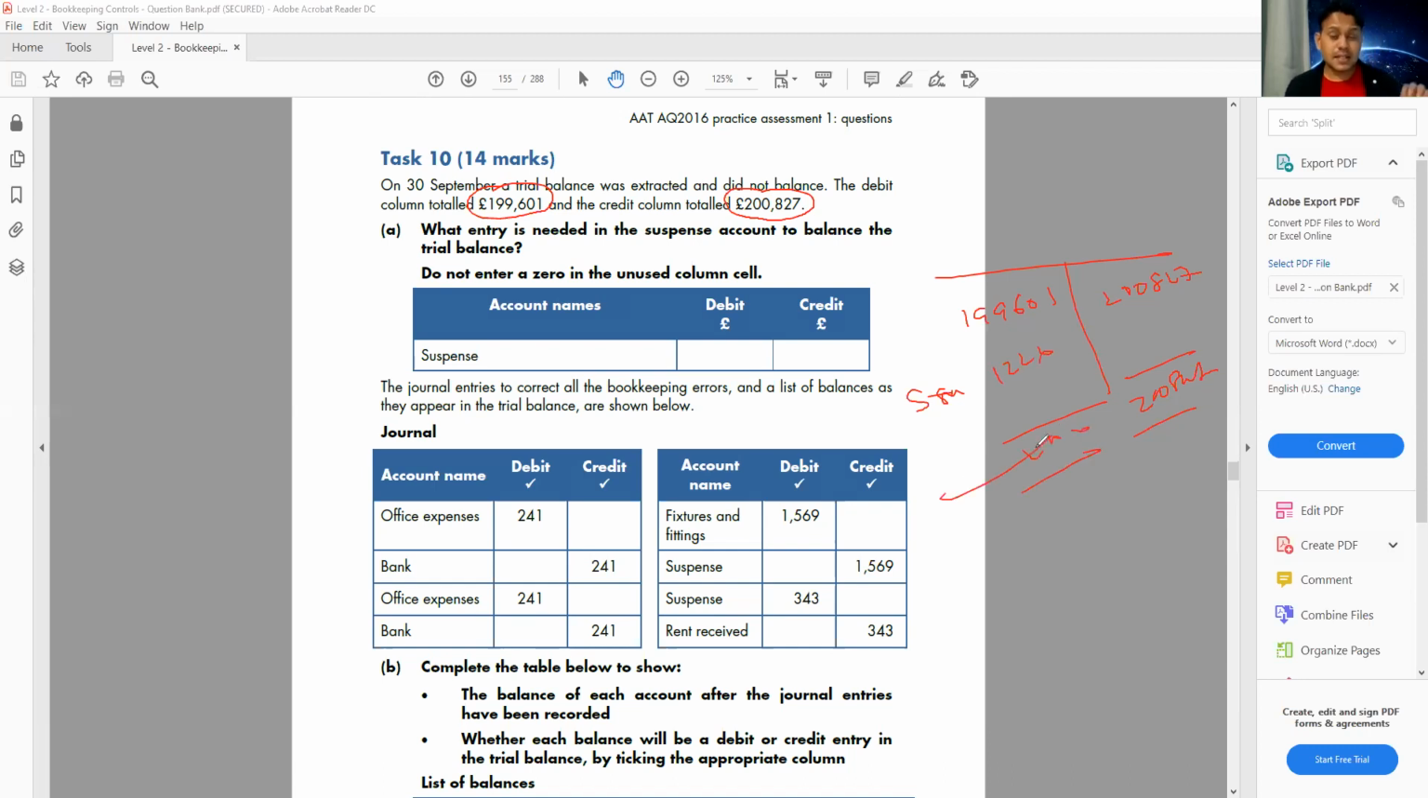So remember, suspense account is always created on the shortest side. So if my debit side is short, then the suspense account will be created on the debit side. If my credit side is short, then the suspense account will be created on the credit side. So that is on the debit side. So 1226. All right, very good. Let's move on.